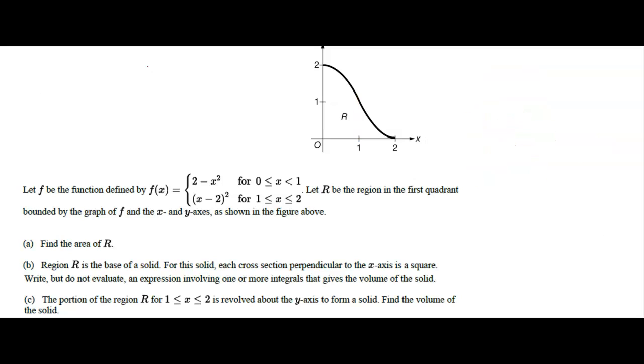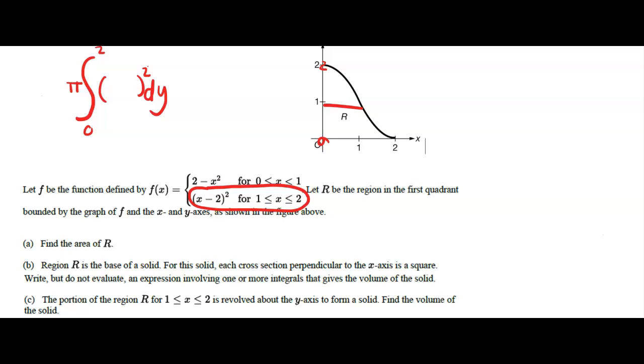All right, guys, for part C, it says the portion of the region R for 1 to 2, so we're only going to be looking at this piece here, is revolved about the y-axis. So we're doing a revolution about the y-axis, which means that it's dy, and we're integrating from 0 to 2 up vertically now. And it's going to be pi times the radius squared. And the radius is really just going to be the distance of our function to the y-axis. Now, to do that, though, we need to get our function in terms of y.